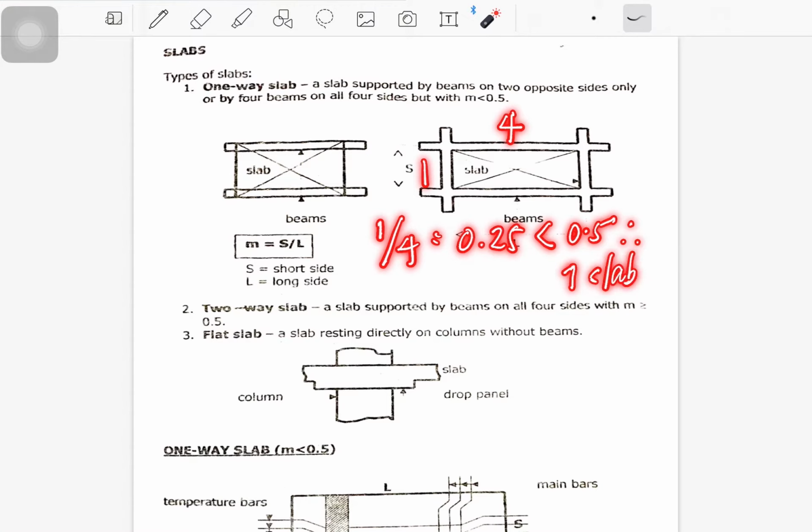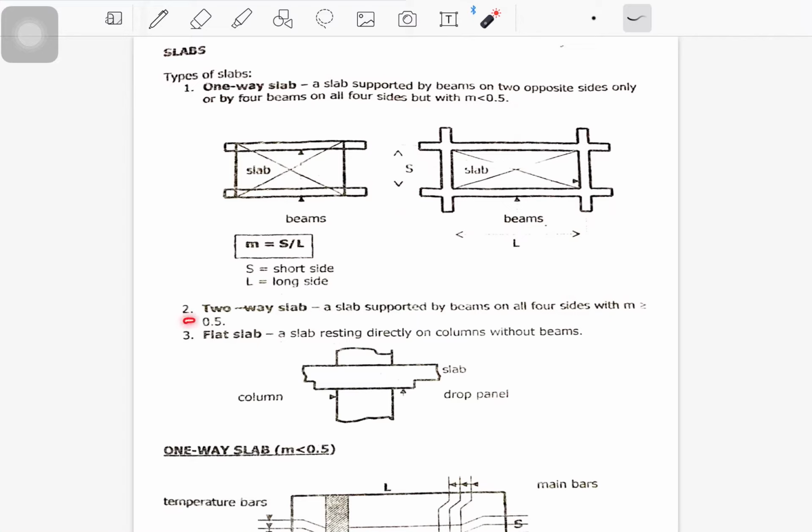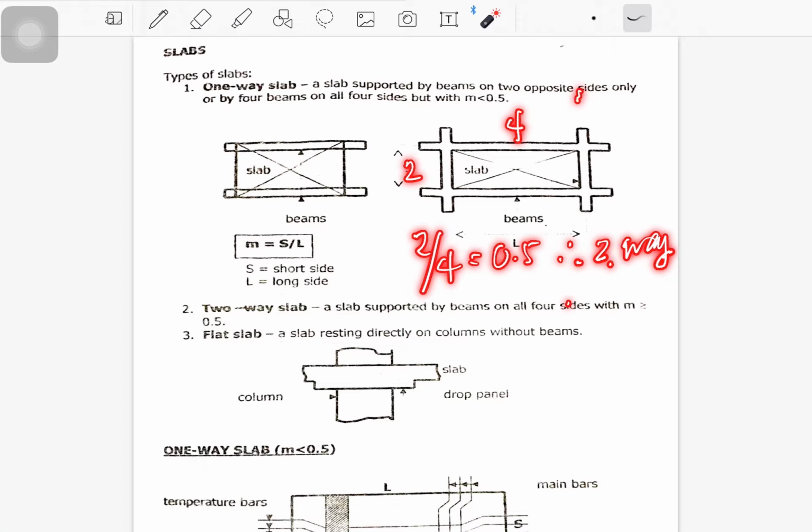So for the two-way slab, a slab supported by beams on all four sides with M greater than or equal to 0.5. So if ever you have a dimension of 2 by 4, so that is 2 over 4 equal to 0.5, so therefore that is two-way slab. So that's how you decide your slab, if that is one way or two way.